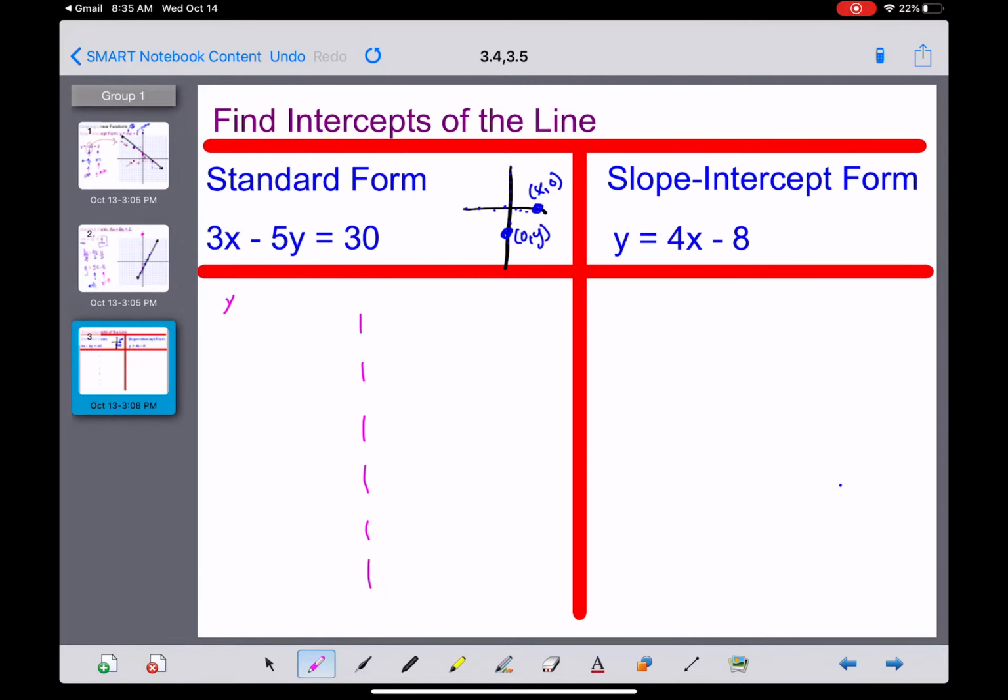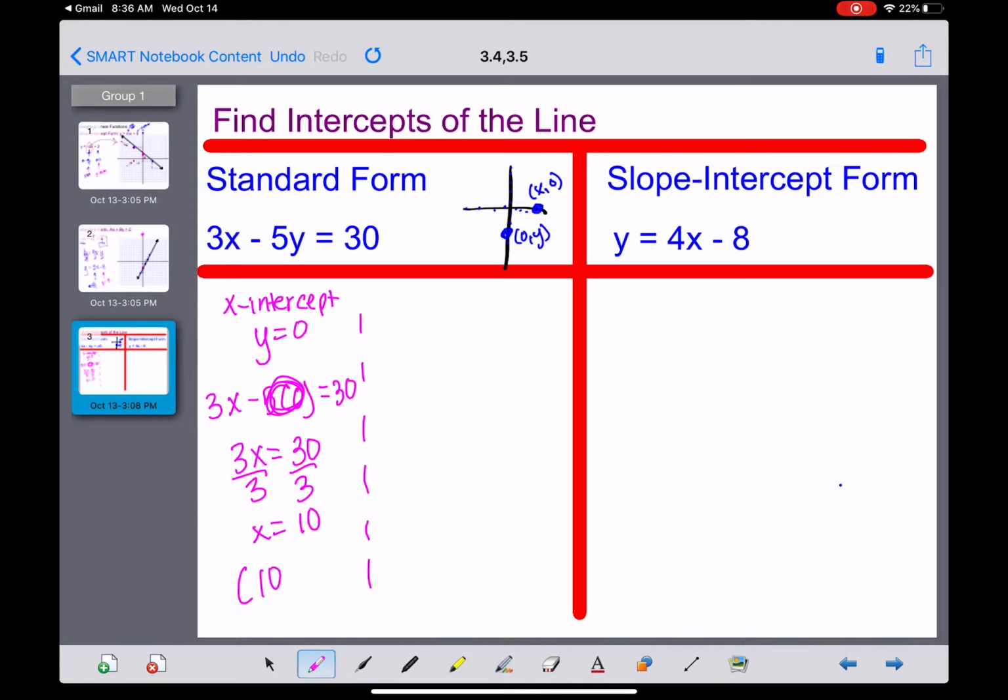If I'm solving for the x-intercept, I know that my y value is 0. So I'm going to substitute 0 in for y and solve. When I simplify, 5 times 0 is 0. So I'm left with 3x is equal to 30. And my x value is 10. So it crosses the x-axis at the value of 10. I can write that as a coordinate, (10, 0).